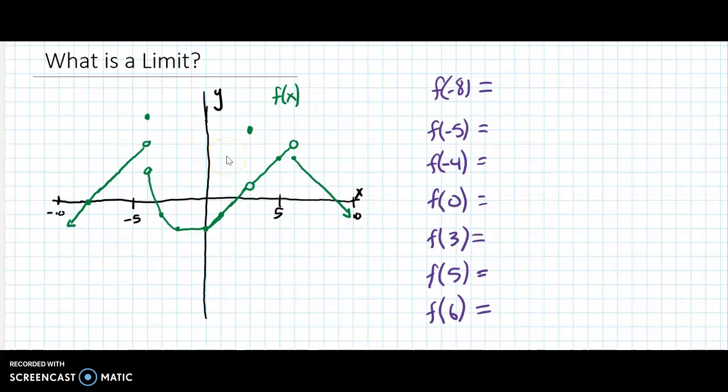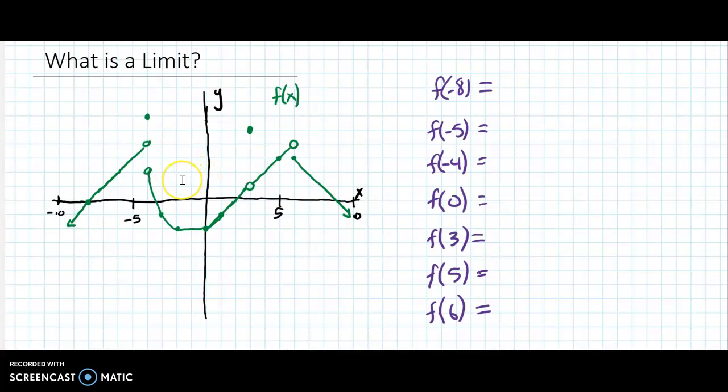Hello, in this video we are going to work on answering the question, what is a limit? We are going to approach it from a graph perspective in this video, and then later on we'll start talking about how we can get to limits from equations. Sometimes limits are confusing, but I hope that the way that I present it here, it'll make sense.